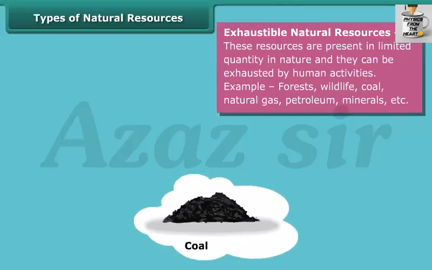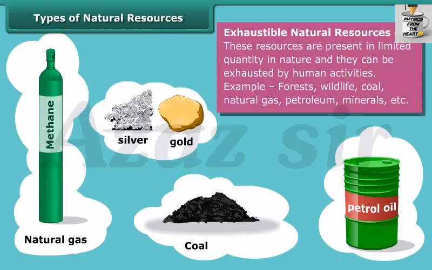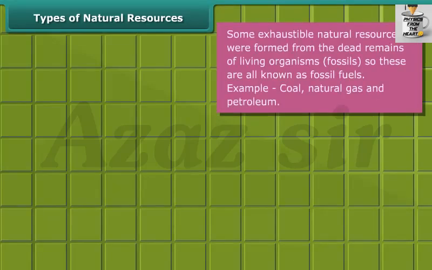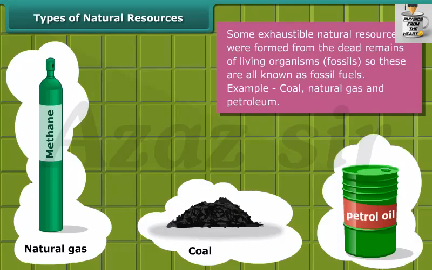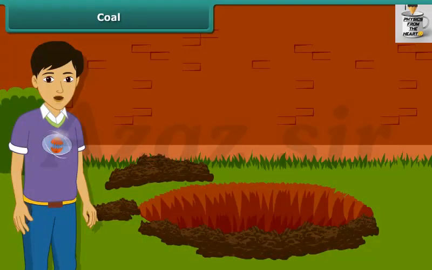Do you know that some exhaustible resources like coal, natural gas and petroleum were formed from the dead remains of living organisms called fossils, and hence these are also known as fossil fuels. Hey, now let us know about these fossil fuels in detail. Let us start with coal.